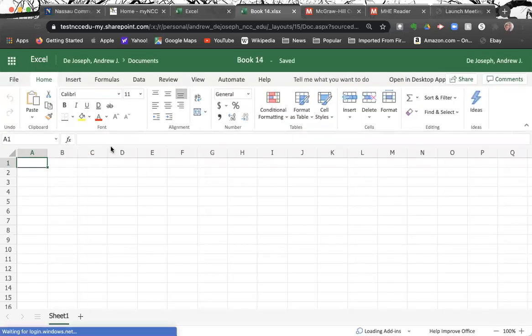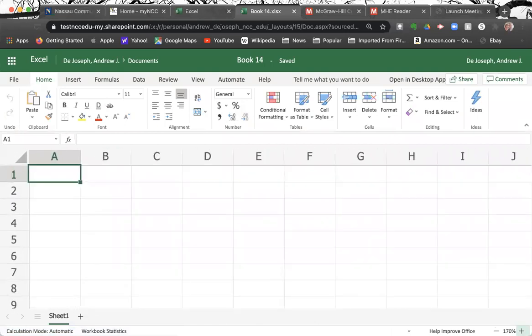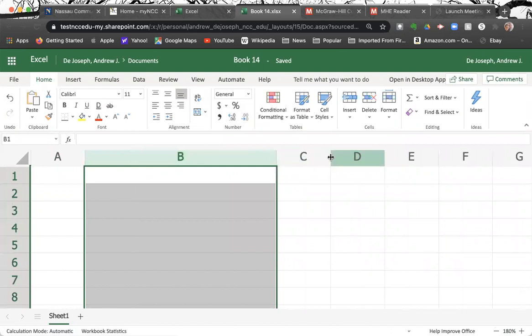Do you all see this Excel worksheet? Can you see it? Is it visible to you? Yeah. Thank you.